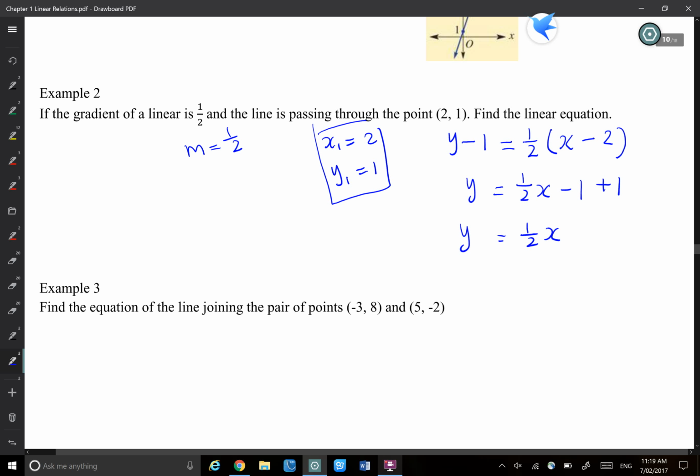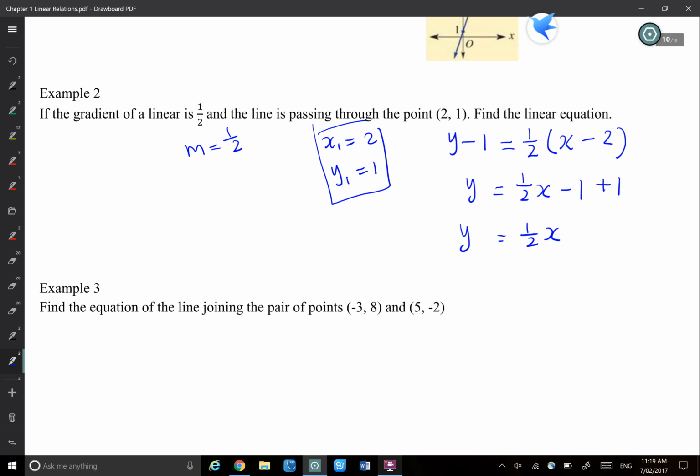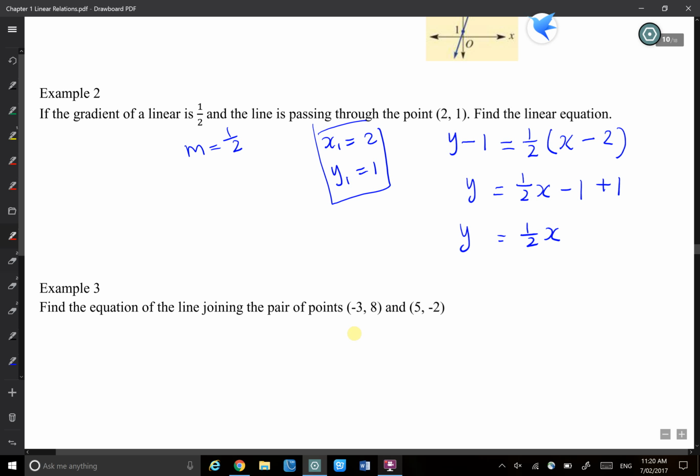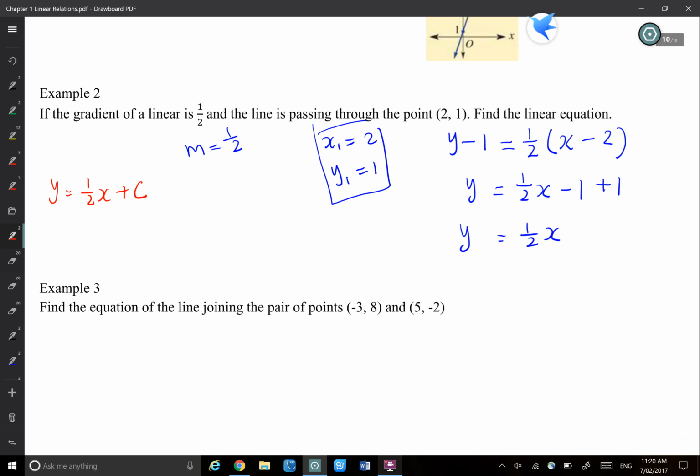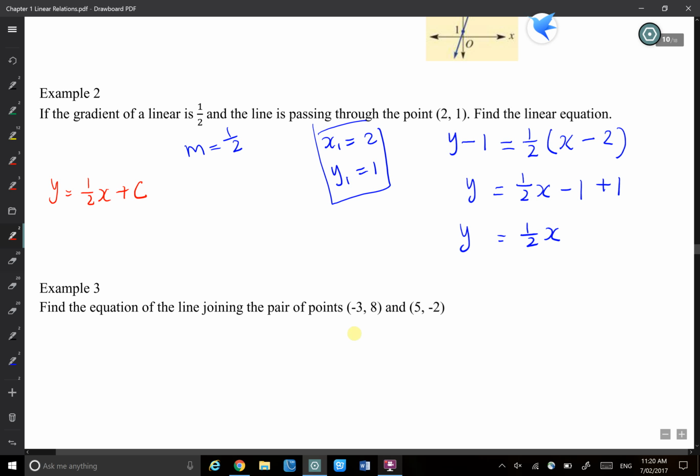So I can directly use this formula to find the equation in this way. Another way, which most of you may use, is to say y equals a half x plus c. You don't know the c value, but I know the gradient, so I can write the equation in this way. And I substitute x equals 2, y equals 1 to work out the c value. So 1 equals a half times 2 plus c, 1 equals 1 plus c, and that gives c equals 0. So y equals a half x.